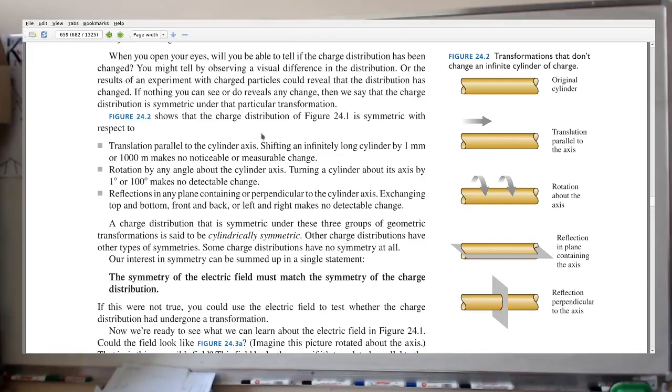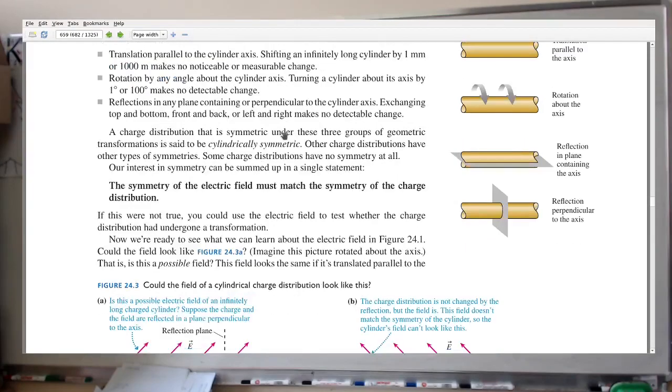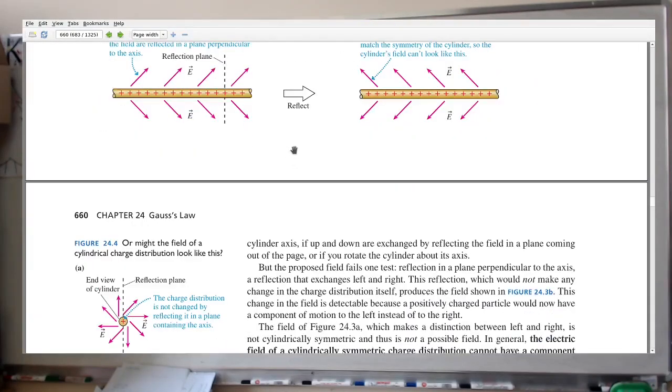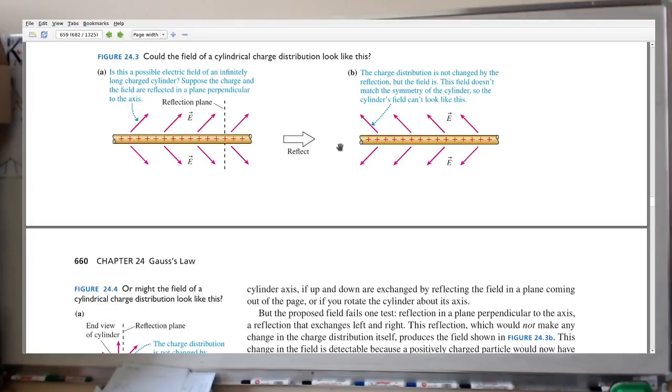Okay. So are there any questions? Anything? All right. So let's see how we use this symmetry.